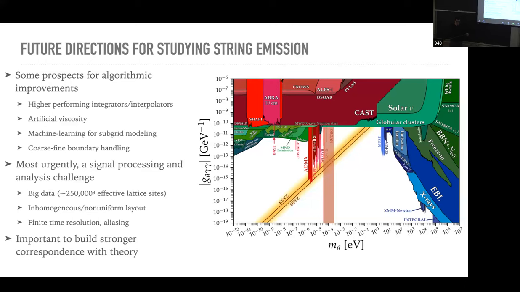But maybe what you can see from this so far is that we're working very hard and we think we're doing better. But even this very simple scenario is a very challenging one to get robust results with.